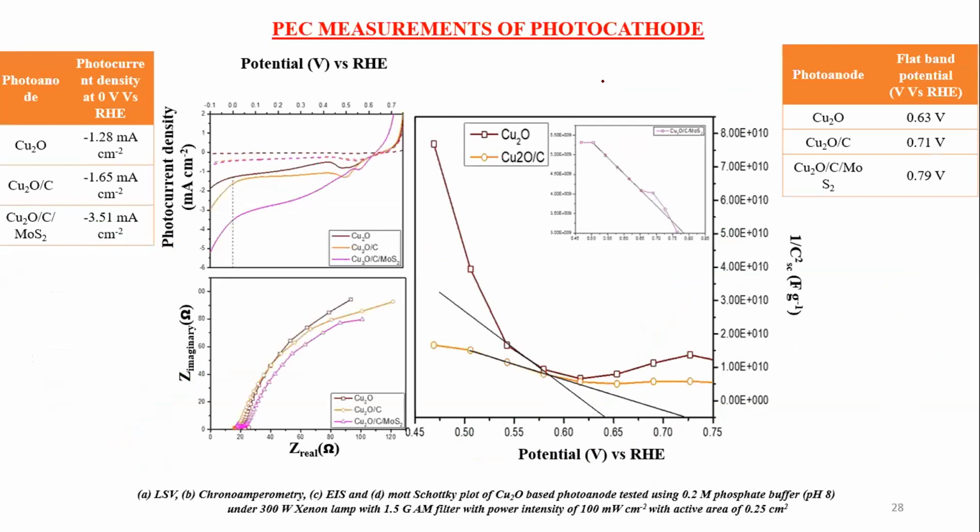Similarly, we did the same thing for the photocathode. Here we have three different systems: one is bare, another is with the protection layer, and the third one is with the protection layer and the co-catalyst. As expected, compared to bare, we get better performance for this combined system. And from Mott-Schottky analysis, you can also see that we estimated the flat band potential values.